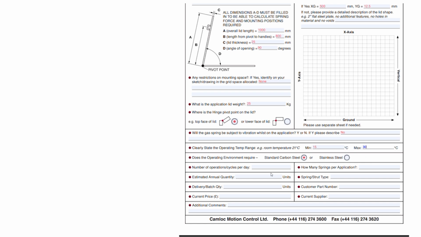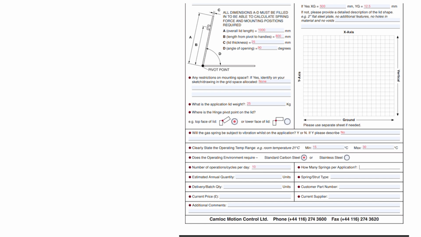The next question is about the operating environment and the type of material that's required. So really, do you require standard carbon steel gas strut or a stainless steel gas strut? Again, radio buttons to help you choose on there. Then to understand how often the gas strut's used, we look at the number of operations or cycles per day. We'll say this one isn't used particularly frequently, it may be used 10 times per day.